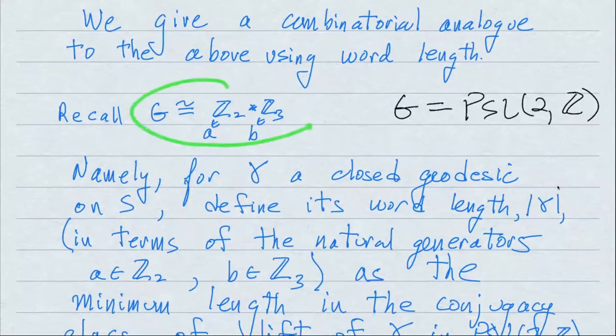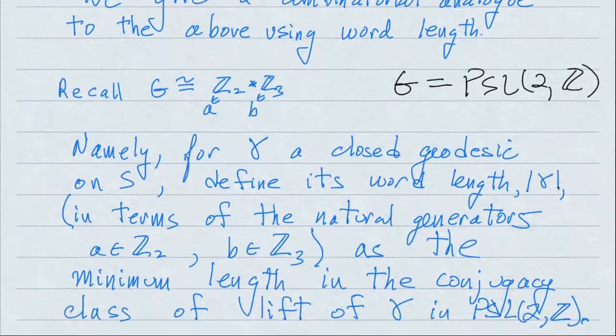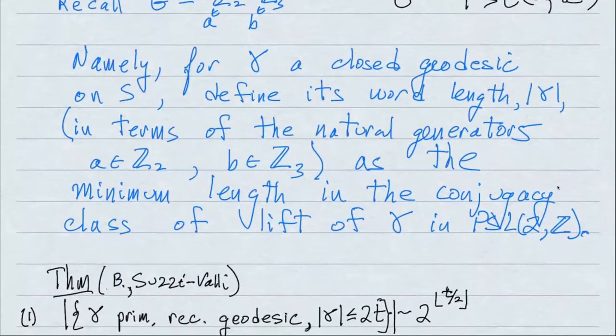So G is isomorphic to, as we said above, the free product of Z2 and Z3. And let me just take as the generators the natural ones: A, the order 2 element, and B, the order 3 element. And if we have a closed geodesic on the surface S, on the modular surface, let's define its word length with respect to these generators as the minimum length in the conjugacy class of all the lifts of gamma to PSL2Z.